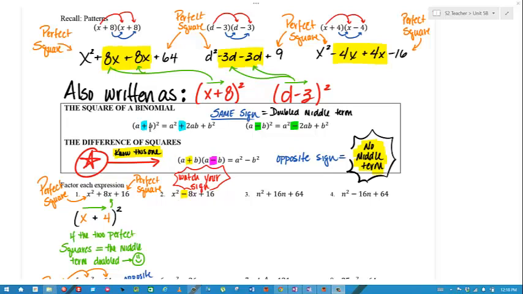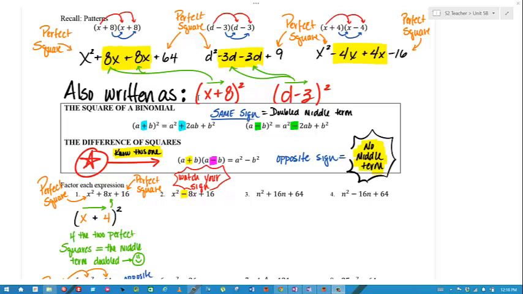And vice versa, this b value will always be itself squared. Number, letter, variable, doesn't matter. It's times itself. The middle term for our pattern has to be a multiplication of the first term in our binomial squared by our second term in our binomial squared, doubled, or times 2.